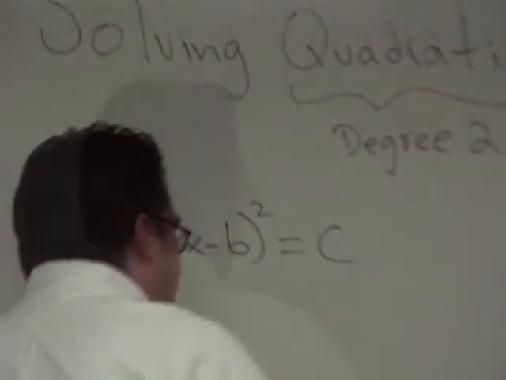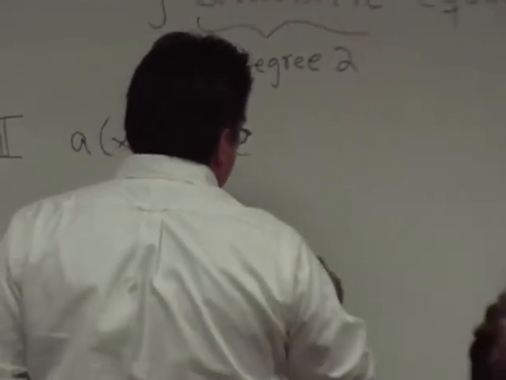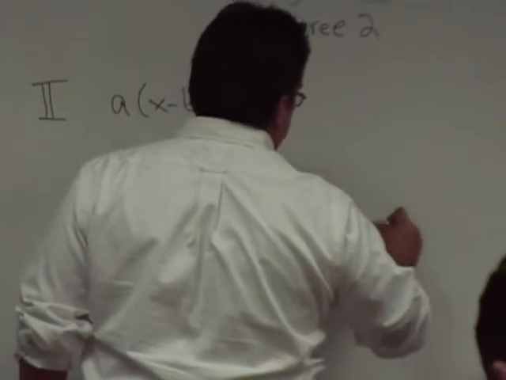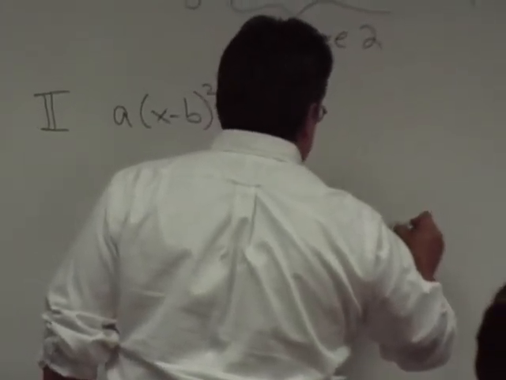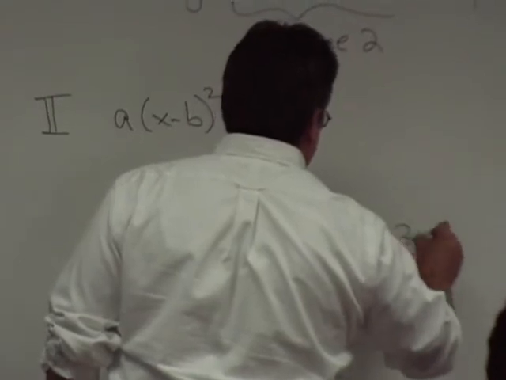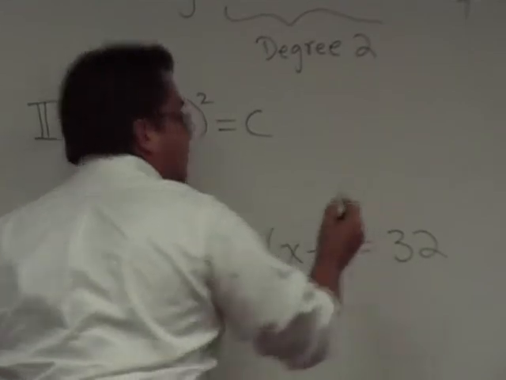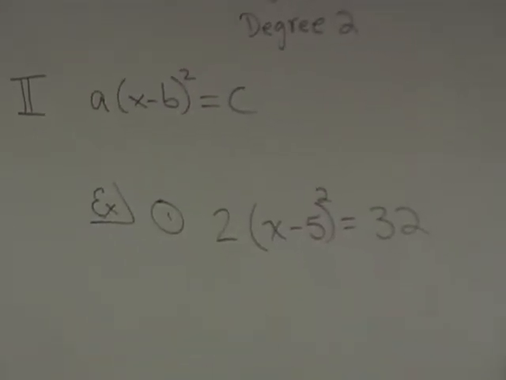As an example, suppose I gave you the problem 2 times (x minus 5) squared is equal to 32. Oops, so sorry, there's a square right here. Otherwise, this wouldn't be a quadratic equation.